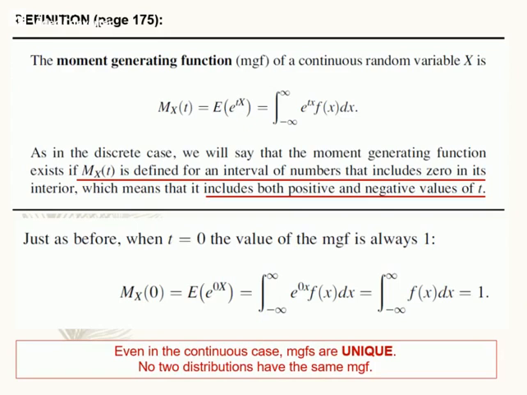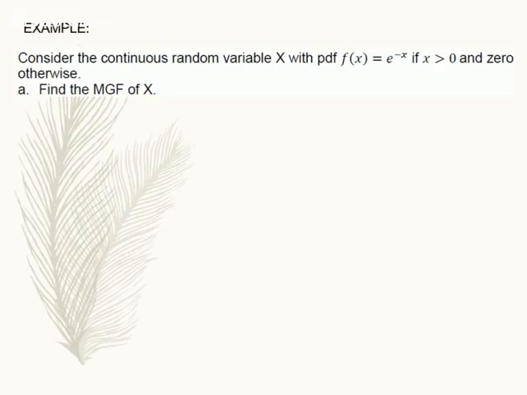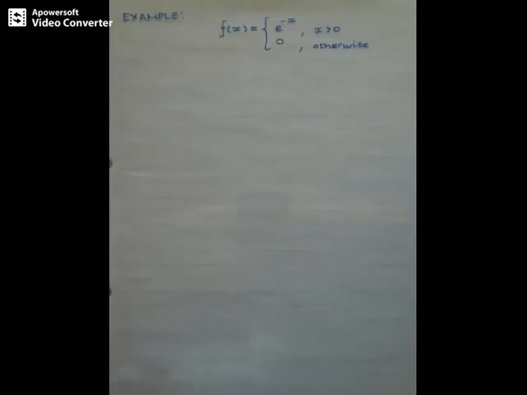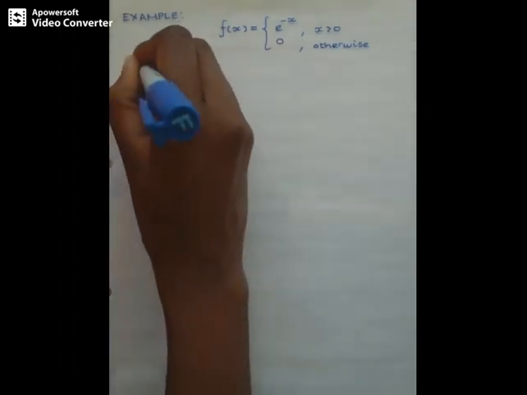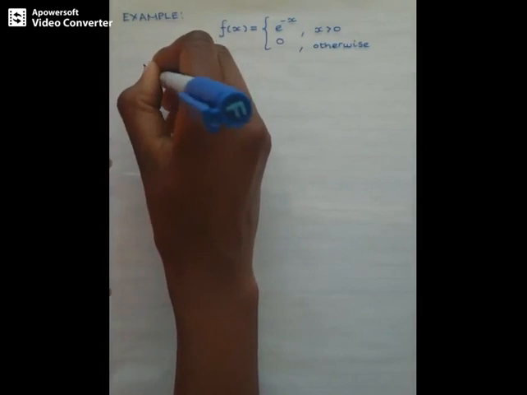So now we're going to have a look at an example. Consider the continuous random variable x with that PDF, defined for x values greater than 0 and 0 otherwise. In this example, we need to find the moment generating function. Okay, so in order to find the moment generating function, we're going to start off with the definition. So the definition of a moment generating function is as follows.